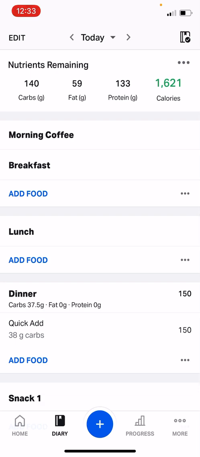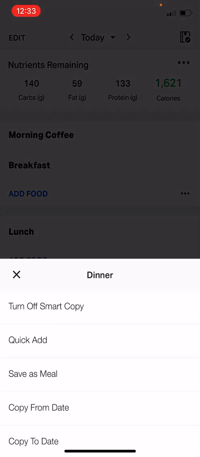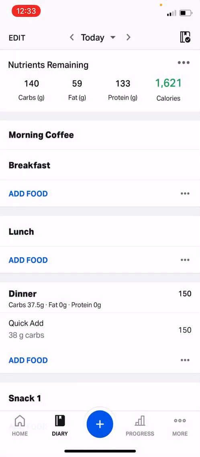Boom. We're able to stay within our caloric boundaries, right? We took the appropriate amount of carbs away. And so now what's left will still get us in our caloric range that we have, okay? So let me just show you one more thing. I'm going to do the 3 little dots again. There we go. And I'm again going to do a quick add.